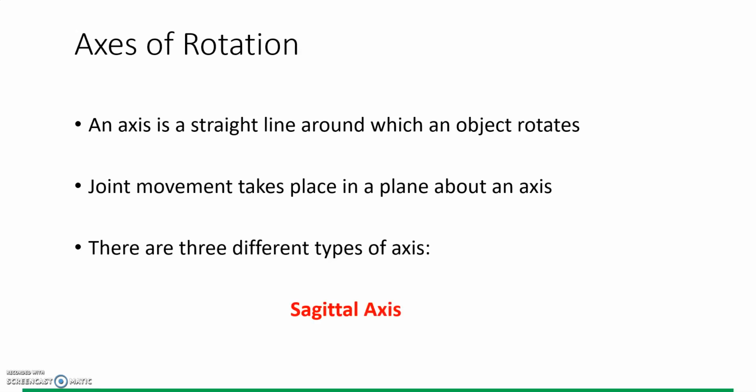There are three different types of axes: sagittal, transverse, and longitudinal. Again, students, you may find it difficult between sagittal and transverse because they're the same names as the planes, but you need to ensure that you separate planes and axes. Albeit they're complementary to each other with movement, you need to understand the differences between them.